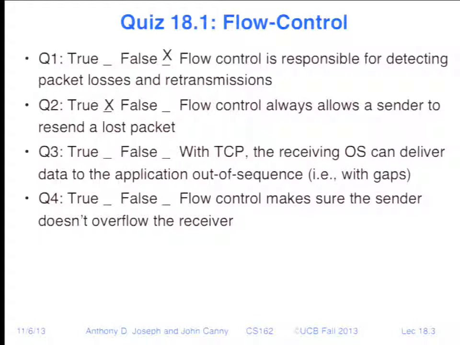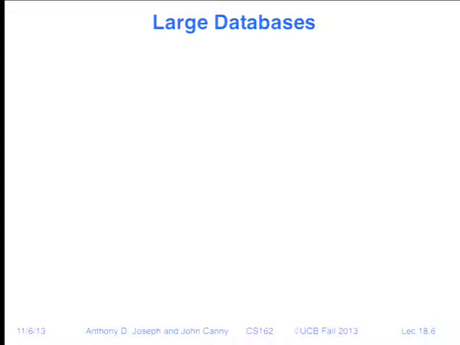Next one: with TCP, the receiving OS can deliver data to the application out of sequence. False. It may arrive out of sequence at the receiver, but when it's rebuffered, it's going to go up in order. And flow control makes sure the sender doesn't overflow the receiver.